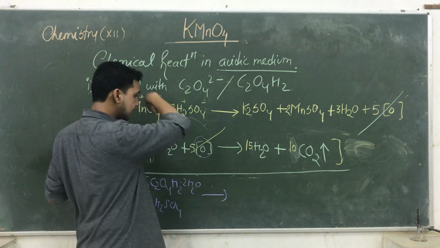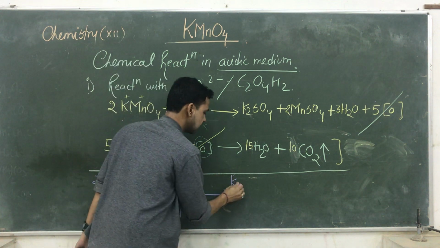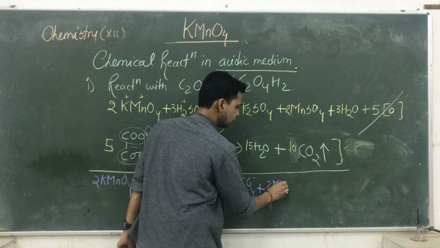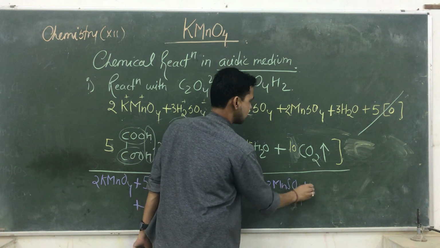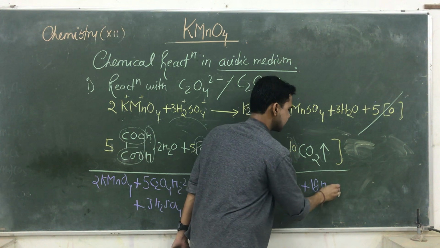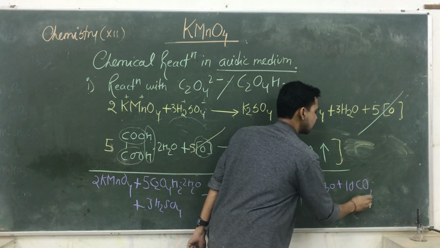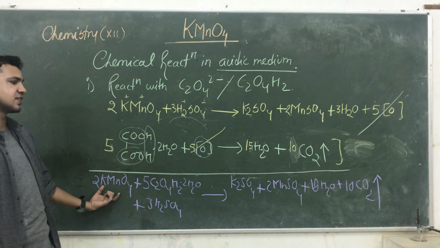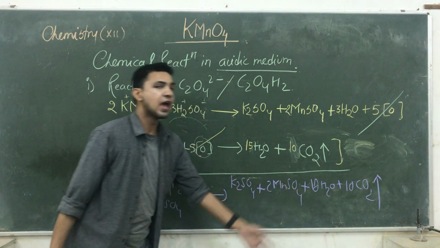If you are moving to the right-hand side, we are getting K2SO4 plus twice MnSO4 plus 18 H2O, plus liberating 10 CO2. So that is the reaction. Here is also the color of the KMnO4 pink color is disappeared due to the formation of MnSO4.